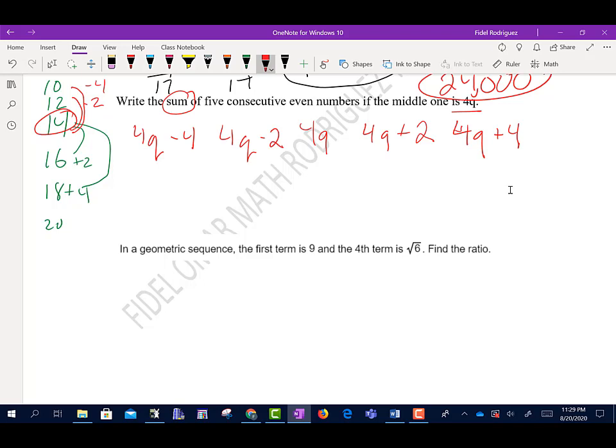Now it says the sum. So what does sum mean I'm going to do? I'm going to add. Okay? And it just says write the sum out. It doesn't tell me it's equal to a number. It's just telling me to write the sum out. Okay, so I want you to notice here. Minus 4 plus 4, they go away. Minus 2 plus 2, they go away. 1, 2, 3, 4, 5. That just gives me 20Q. Okay?